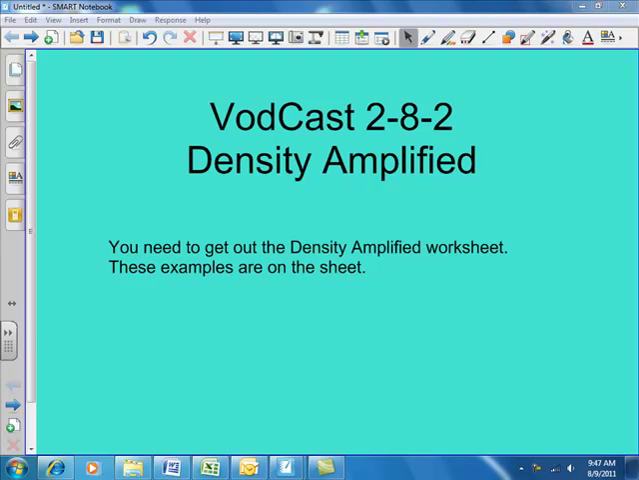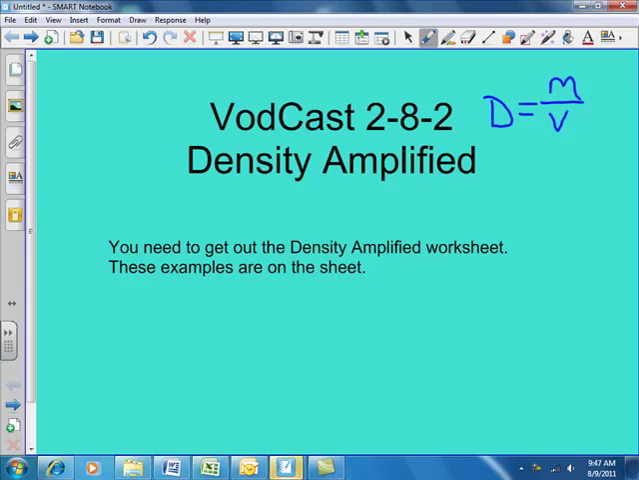This will be your last challenge of this particular chapter. What I have here are what I like to call density amplified problems. These are density problems that deal with our density equation, D equals M over V. But I've also added some converting that you will need to do and some extra problem solving to work on problem solving skills.